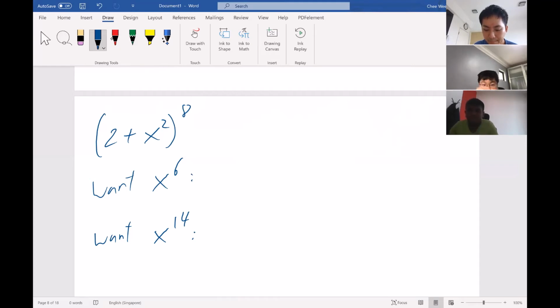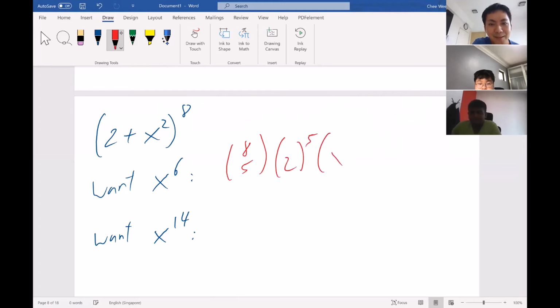So 8 choose 5, and then 2 to the power of 5, and then x squared to the power of 3. Okay, so why is it 5 and 3? Because these two numbers must definitely sum to 8.